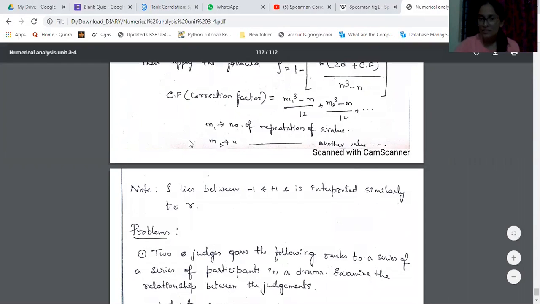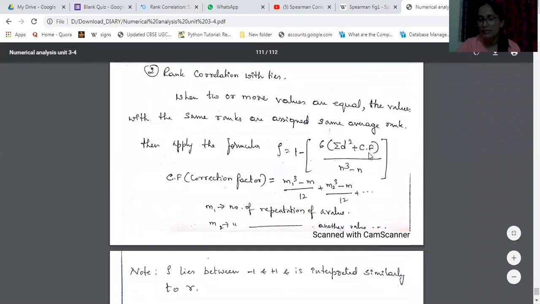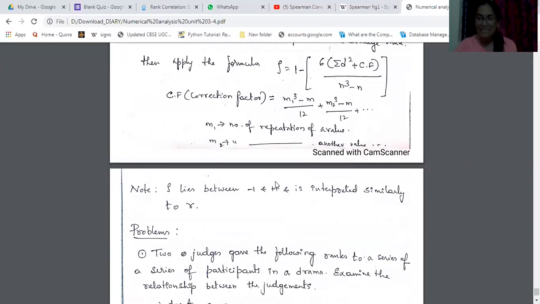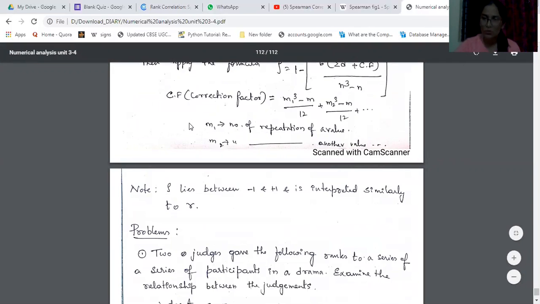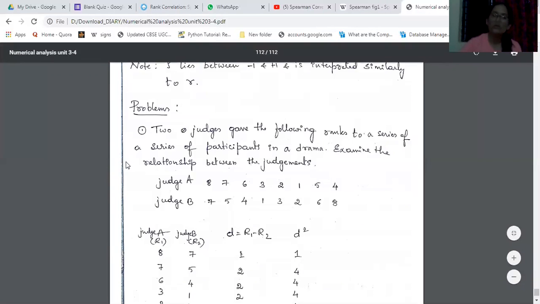Once you have the correction factor, apply that value in this formula, add that with the sigma d square and multiply that with 6 and then divide by n cube minus n, and subtract the whole term from 1, and that will give you the rho. Just like the correlation coefficient in Karl Pearson's method, the value of rho is also going to vary from -1 to +1. Let's solve the problems.